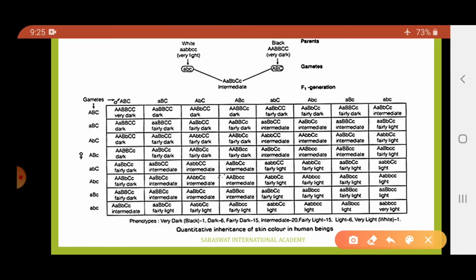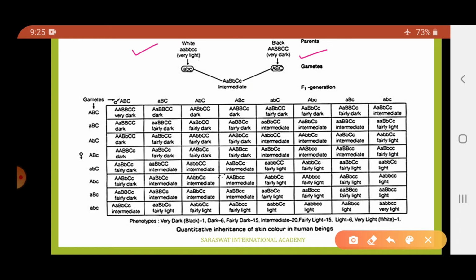Now students, here there is a cross. See the cross very properly. Who is taken as a parent? A pure white, or you can say a very light individual, where all 6 genes are recessive, is crossed with an extremely dark individual. So what will be the genotype? Capital A, capital A, capital B, capital B, capital C, capital C.